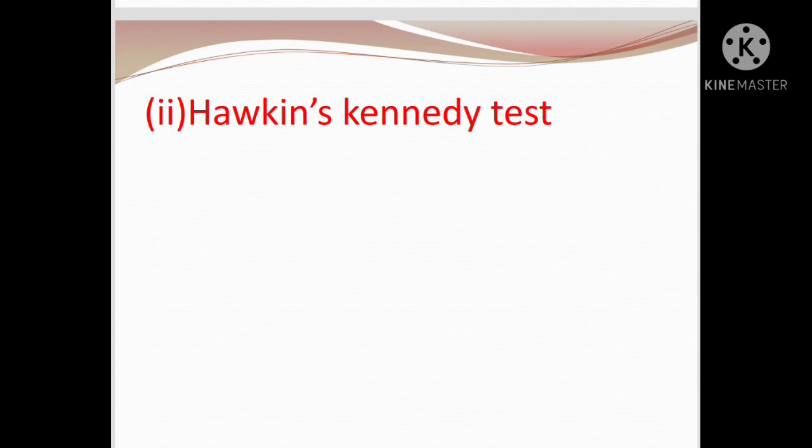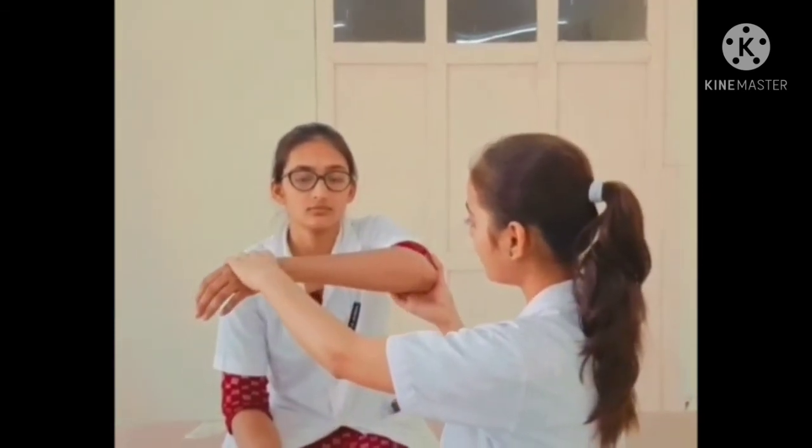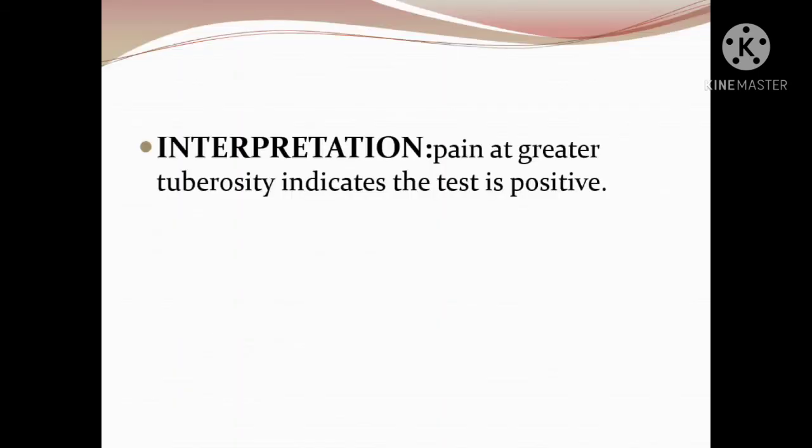Second, Hawkins-Kennedy test. Patient position: sitting. How to perform? Passively elevate the patient's arm to 90 degrees of forward flexion with the elbow flexed to 90 degrees, and then passively perform medial rotation. Interpretation: pain at the greater tuberosity indicates the test is positive.